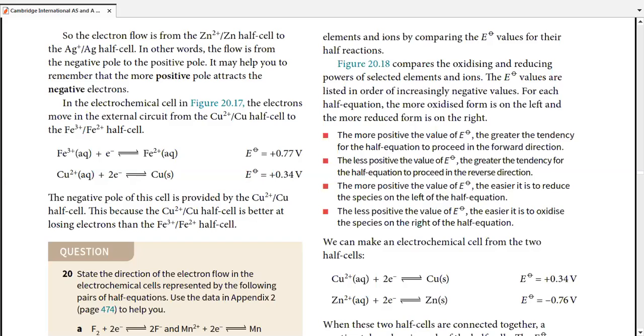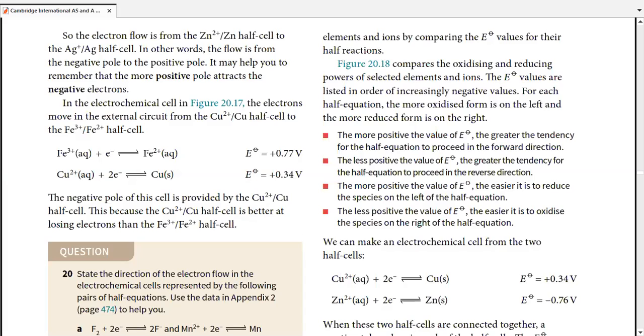See? In the electrochemical cell in figure 20.17, electrons move in the external circuit from the copper half cell to the iron half cell, and the values are given as iron with a higher positive value and copper with a lower positive value. The negative pole of this cell is provided by copper, of course. This is because copper is better at losing electrons than the iron half cell.